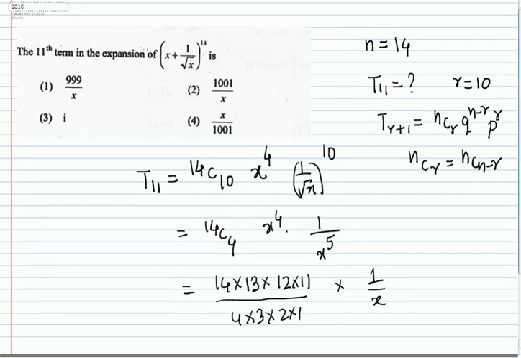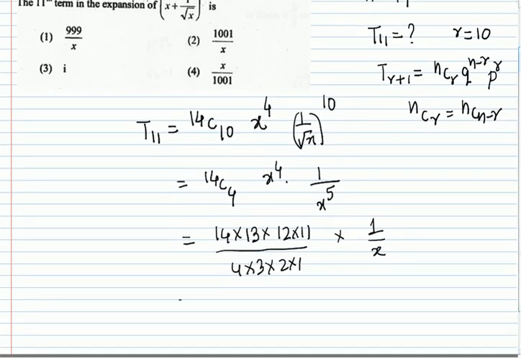Now it's all about simplification. So 4 3s are 12 get cancelled, 2 1s are 2, 7 2s are 14... 13 7s are 91, into 11, divided by x. So if you observe the answer here, it will be 1001 divided by x, which is the right answer. So hence option B is correct. Clear? So let's go for the next question now.